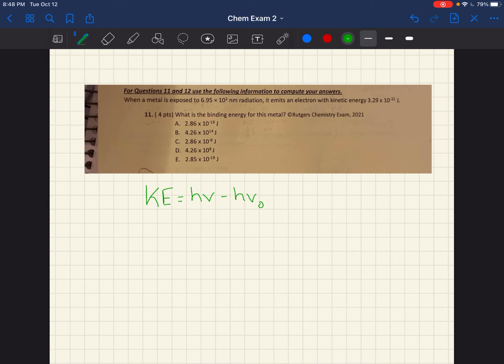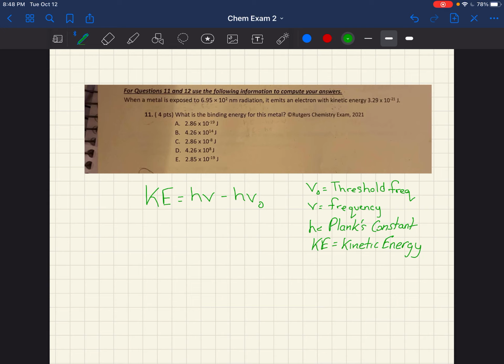I used something like this, where V0 is threshold frequency, and V is just frequency. And H is obviously Planck's constant. And Ke is kinetic energy. So we have a couple of these things. We have almost pretty much everything given to us in the actual problem. So how would I fill this out?